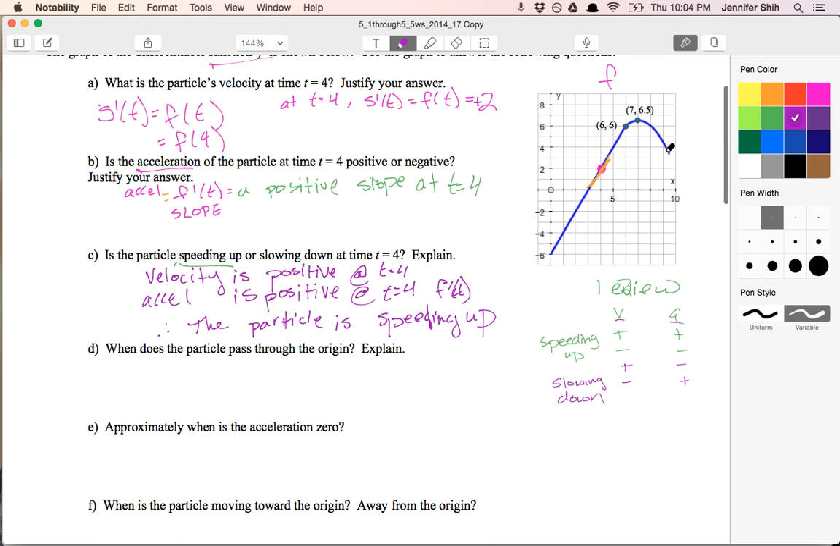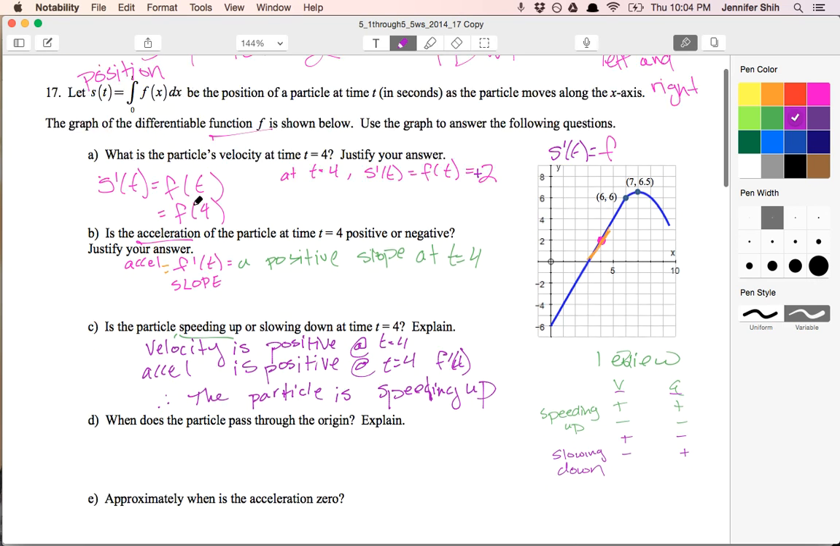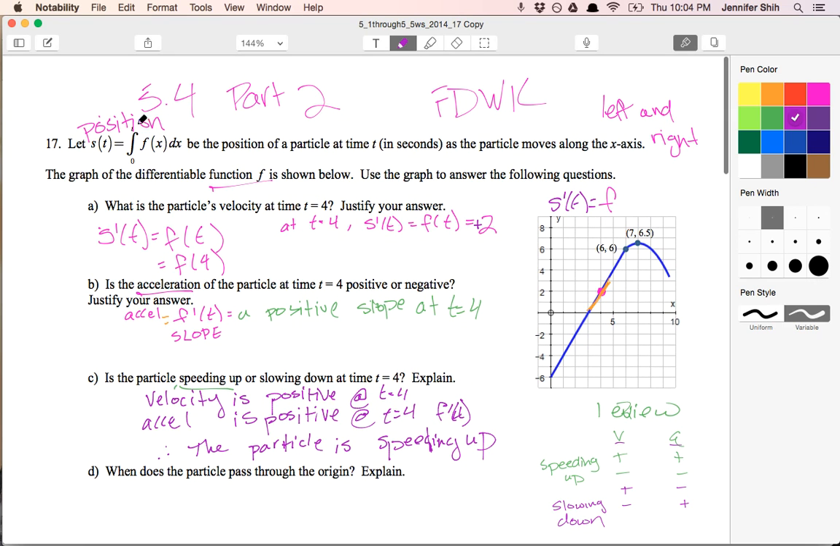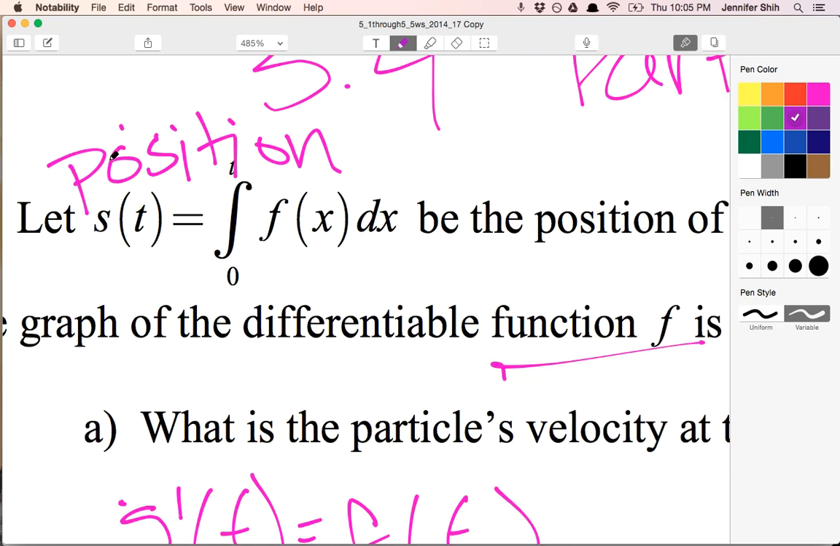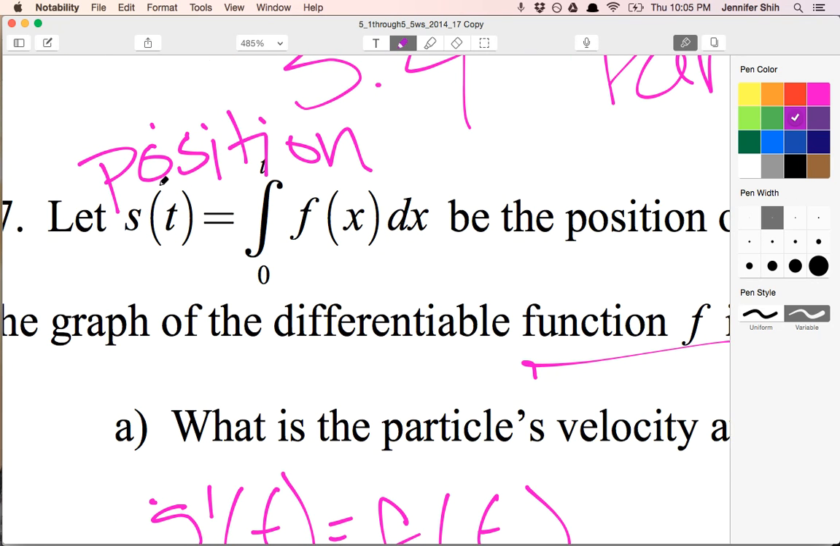Okay, so when does the particle pass the origin? Explain. Now, this is a graph of f, which is a graph of s prime of t. Let's go back to the original question. S of t is equal to the integral of f of x. This means that the position is the area under the curve of f of x. That's what this integral means. It means area under the curve. So when you read this, let's zoom in. S of t, the position, is the area under the curve f of x.